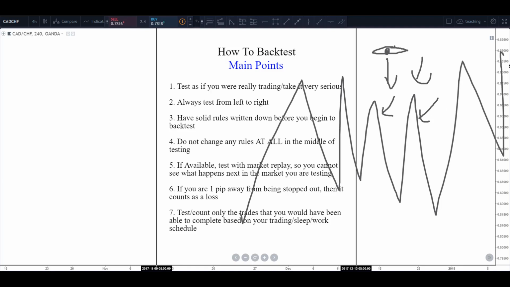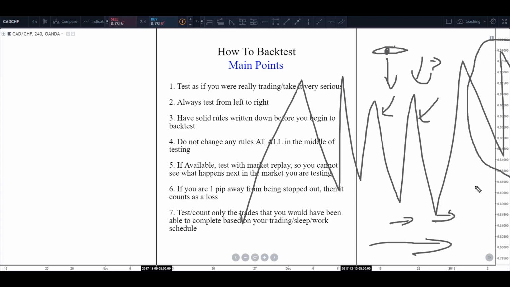What testing from left to right would be is only looking at the far right edge of your screen while you scroll to the right, meaning we can't see any of this information to the right. That's the way you want to test. You don't want to test with being able to see what happens next, because that's not giving you a very similar feeling to trading in reality. When we're trading in reality, we cannot see what's to the far right edge of our screen. We can't see past the data that has been created, and that's the way we need to test as well. We need to test as if we can't see the data to the right.